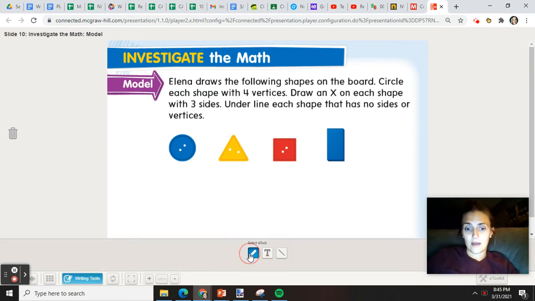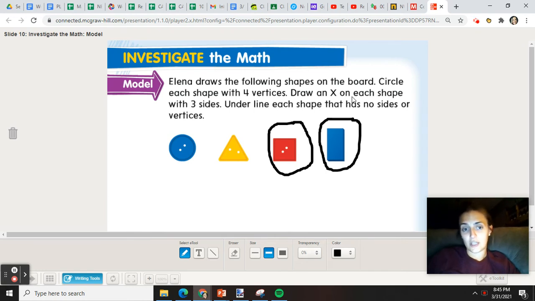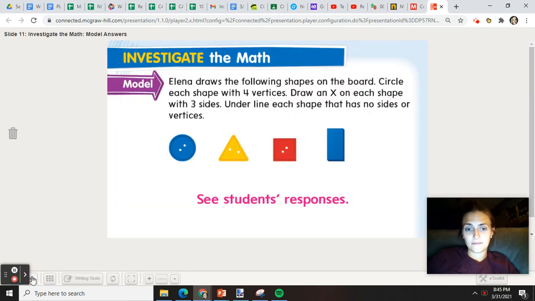So I'm going to get my pen out. 4 vertices. This one has 4 vertices. And so does this one. Now I'm going to draw an X on each shape with 3 sides. 1, 2, 3. And then I'm going to underline the shape that has no sides and no vertices. Just like so. Moving on.